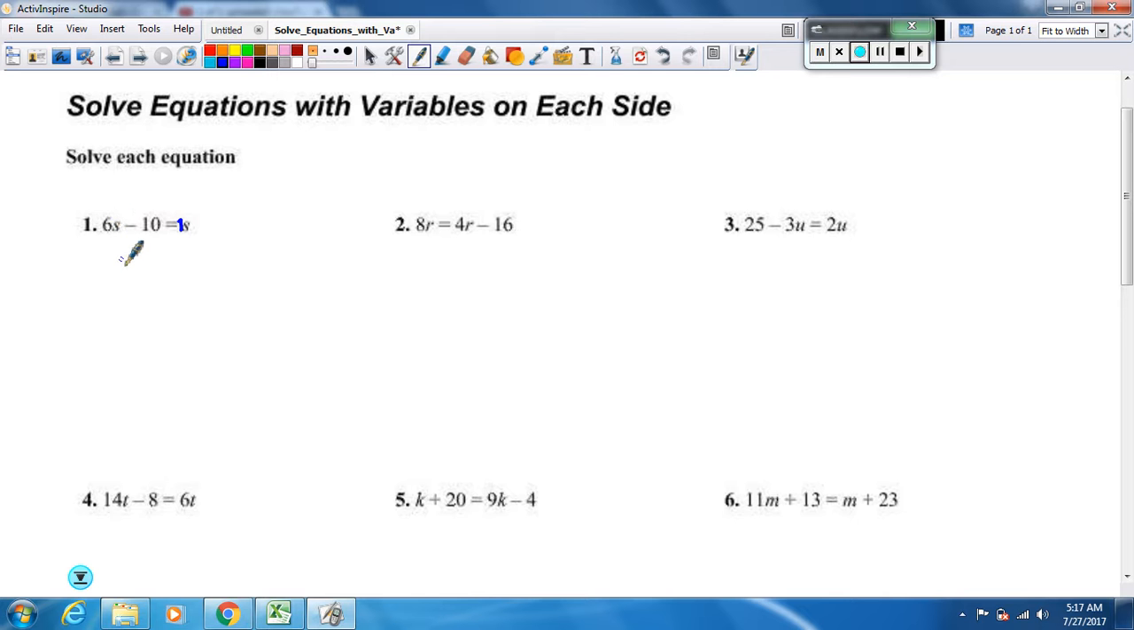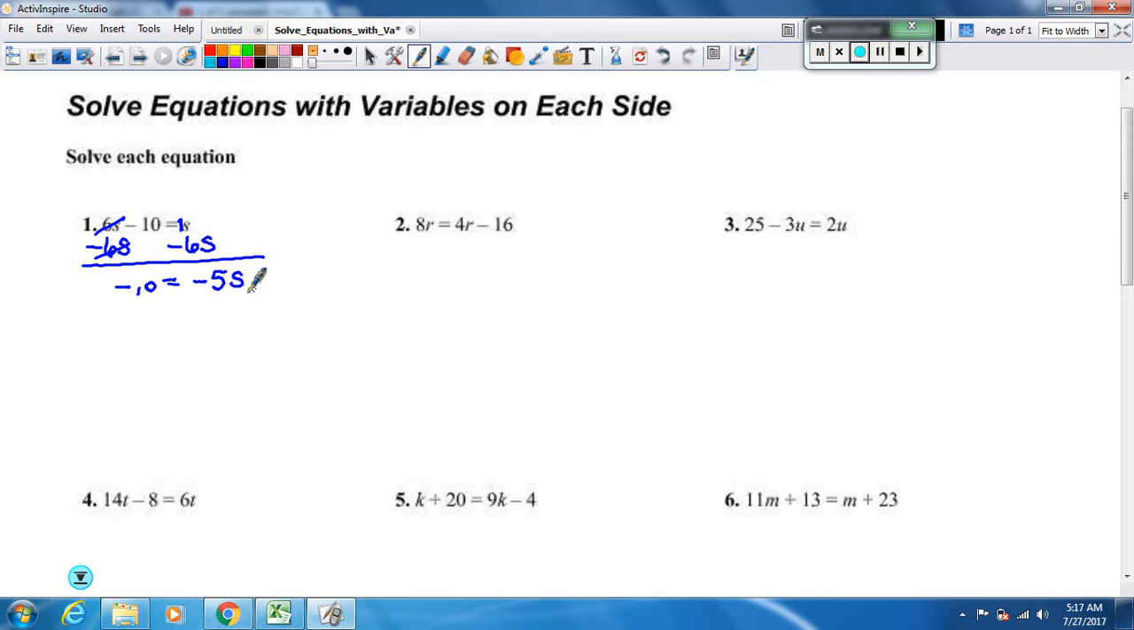Now you always move things by doing opposites. So this is no sign in front, that's a positive 6s. So the opposite of positive 6s is negative 6s. So I'm going to put a negative 6s on each side. Okay, 6 take away 6 is 0. In other words, the opposites cancel. So I've got a negative 10 equals 1 take away 6 is negative 5s.